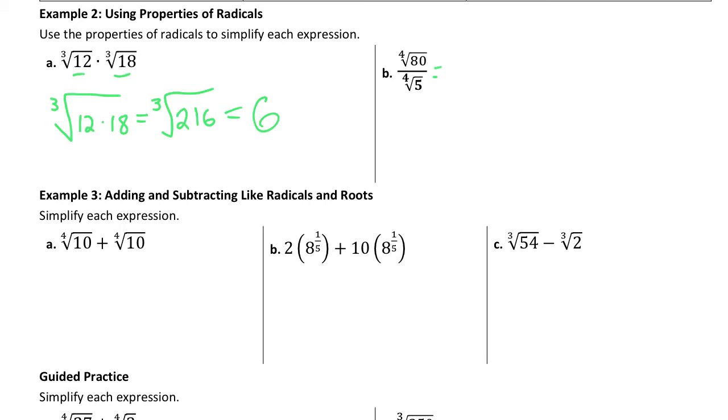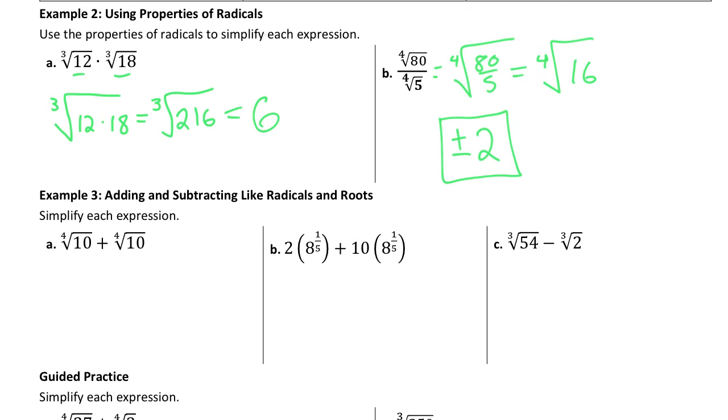For part B, I can write these as a single root, 80 divided by 5. So this would be the 4th root of 16, which is plus or minus 2. Okay, didn't put my box around 6 there, but plus or minus 2 because it's an even root. So simplifying that, this is just understanding we can write those as a single root, as long as the roots are the same.